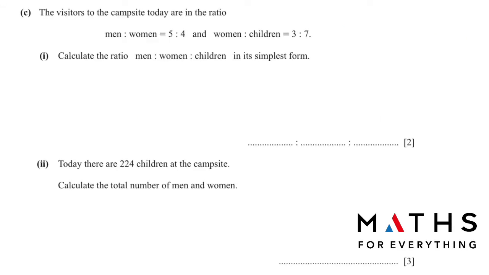Part C. The visitors to the campsite today are in the ratio men to women is 5:4 and women to children is 3:7. We have to calculate the ratio of men, women and children in its simplest form.